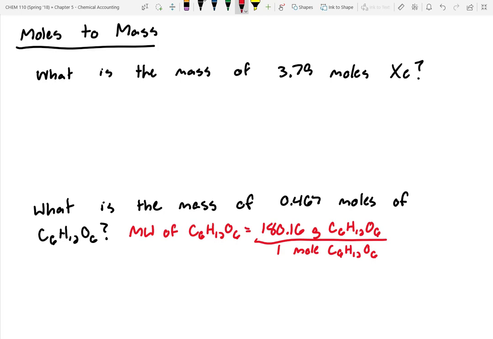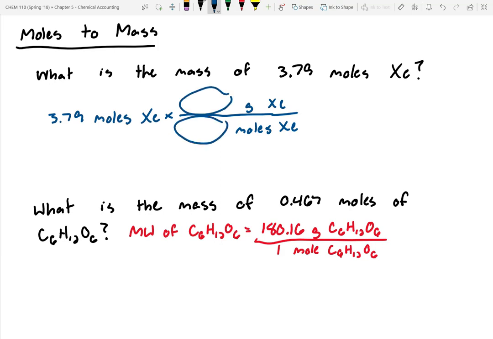All right, so let's go ahead and jump into this first one with xenon. If we look at this one, we're going to start out with what we know, which is we have 3.79 moles of xenon. We want to cancel out moles of xenon, so I'll put that on the bottom. And we know we can convert moles to grams really easily, so I'll put grams of xenon on top. Now the question is, what number goes where for this unit conversion? We've got our numerator value and our denominator value.